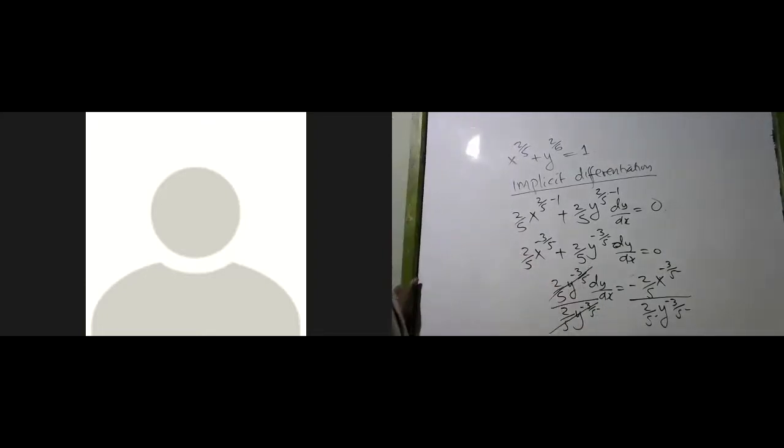Then we make dy/dx the subject of the formula. So we have 2 over 5 y to the power minus 3 over 5 dy/dx equals minus 2 over 5 x to the power minus 3 over 5. In this case we divide by 2 over 5 y to the power minus 3 over 5 on both sides, so this one cancels out.